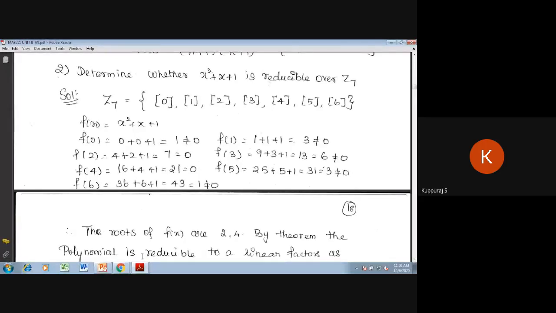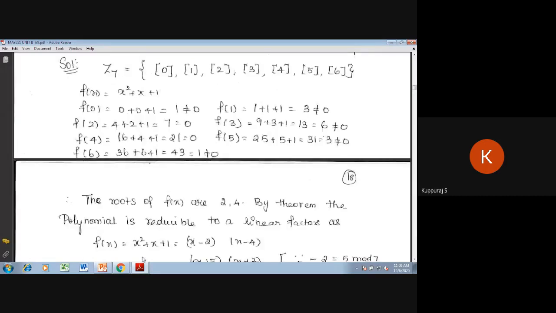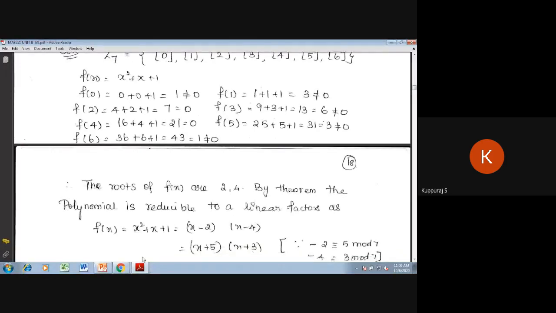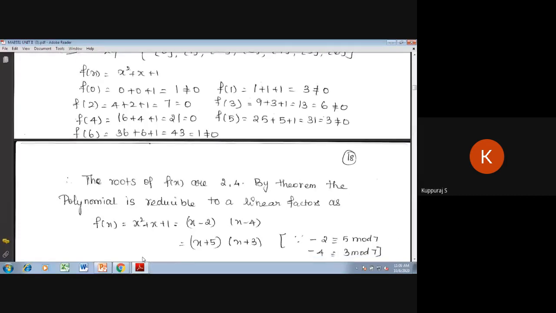Okay, so only 2 and 4. Only 2 and 4 make the given polynomial 0. Therefore, 2 and 4 are the roots of the given polynomial. So therefore, f of x can be expressed as x minus 2 into x minus 4, but minus 2 and minus 4 do not belong to Z7. Okay. Always in the polynomial there is positive sign. Therefore, minus 2 is congruent to plus 5 under mod 7. Minus 4 is congruent to plus 3 under mod 7. So x plus 5 into x plus 3.